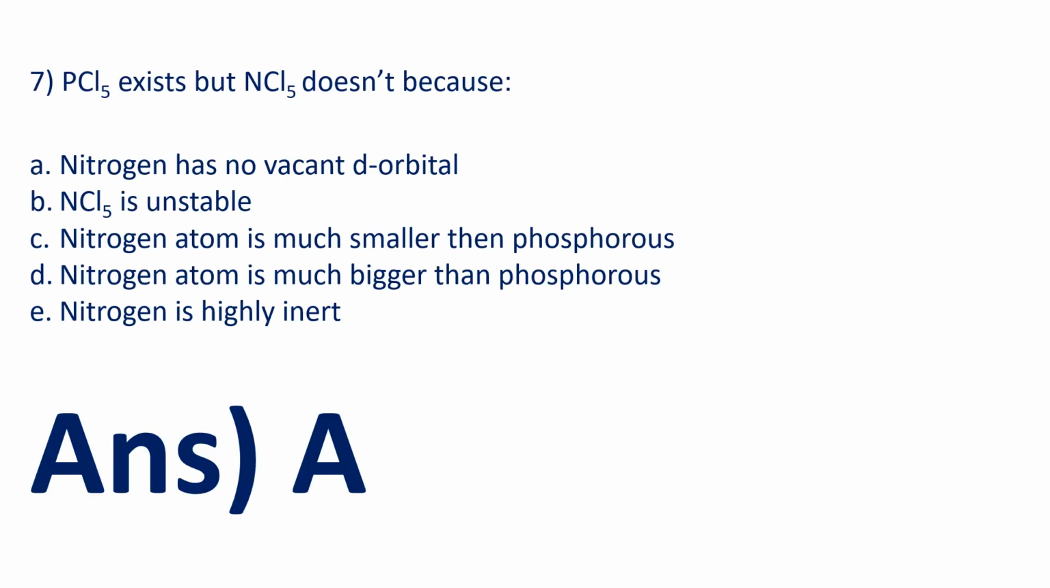Next question, PCl5 exists but NCl5 does not. PCl5 is there, NCl3 is there. By excited state, d orbitals are present in phosphorus, but there is no d orbital in nitrogen because it contains 1s2 2s2 2p3. It contains only s and p. There is no excited state in nitrogen, but phosphorus undergoes excited state and jumps into the d orbital, so that's why the PCl5 molecule exists.